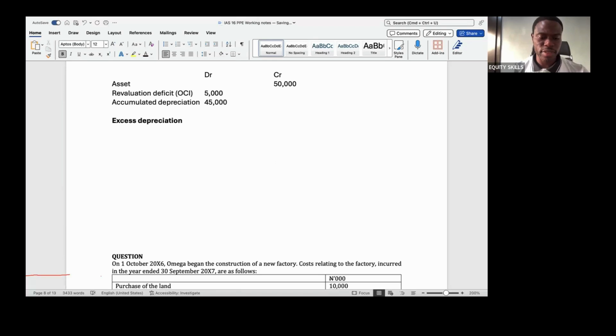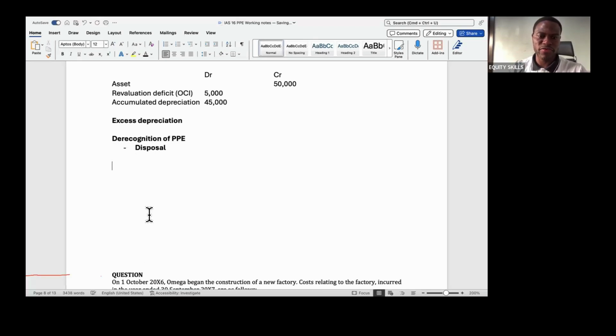Then the final thing I need to mention is the derecognition of PPE. Derecognition is the opposite of recognition. It's like removal from your books. And you can remove an asset from your books typically when you have disposed of it, when you have sold the asset. Then you can go ahead to remove it.